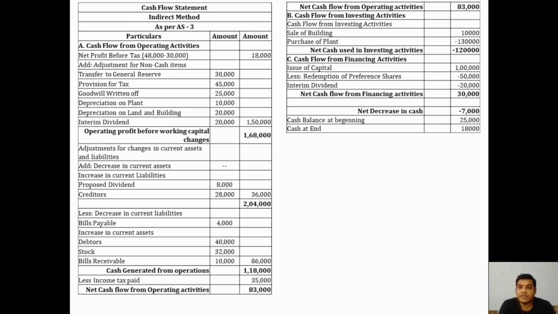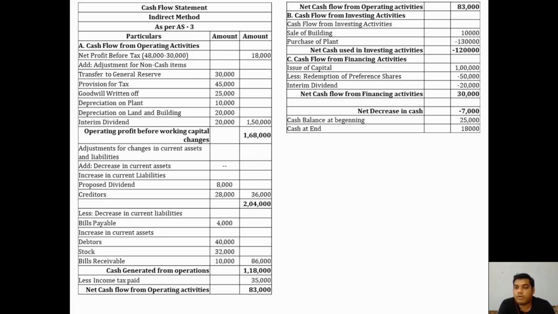Third is cash flow from financing activities. Here we have issue of capital as inflow, that is, we have issued our equity share capital and we have received the capital, that is 1 lakh rupees. It is called inflow of cash from financing activities. But there are two items from which we have outflow of cash, that is, redemption of preference shares and paying the interim dividend. These are the two items wherein our cash has flowed out.